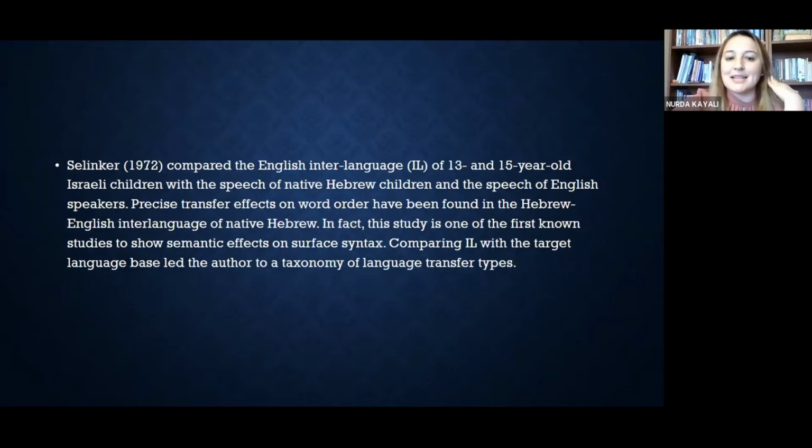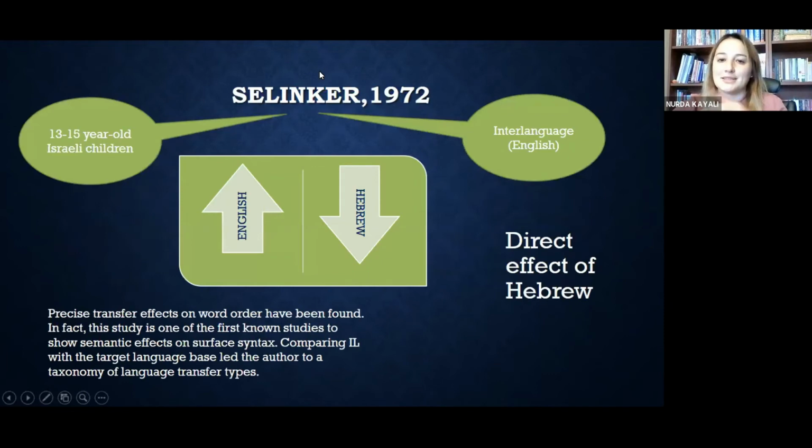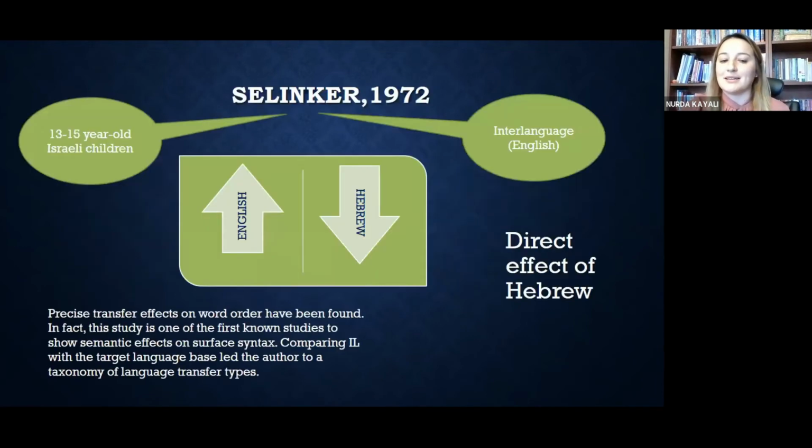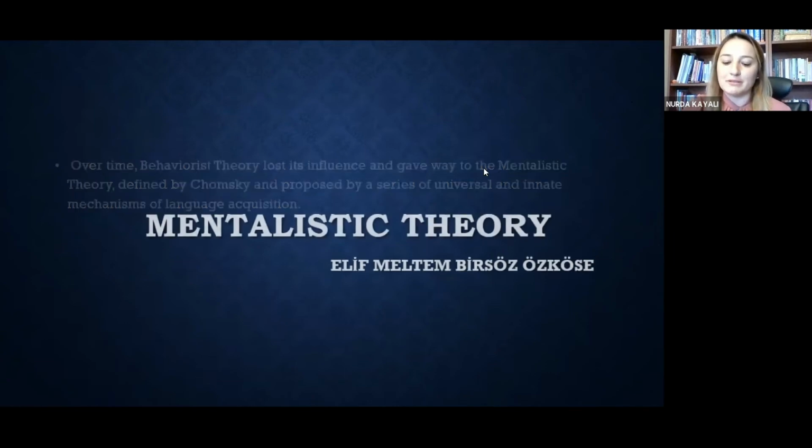And Selinker compared the English interlanguage of 13 and 15-year-old Israeli children. This is an important study done in 1972. Let me explain again in a clearer way. He compared the speech of Israeli children with the speech of native Hebrew children and the speech of native English speakers. So they directly found a direct transfer, a direct effect of Hebrew here.